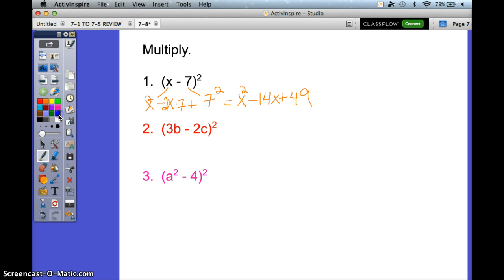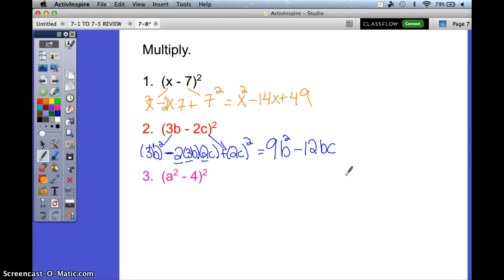Let's do the next one. You have 3b quantity squared on the left, we have 2c quantity squared, and then in the middle we have minus 2 times 3b times 2c. We know that's a plus. So whenever we multiply both exponents, we get 3 squared, which is 9b squared, minus 2 times 3 is 6 times 2 is 12bc, because again, we like it in alphabetical order, plus 4c squared.